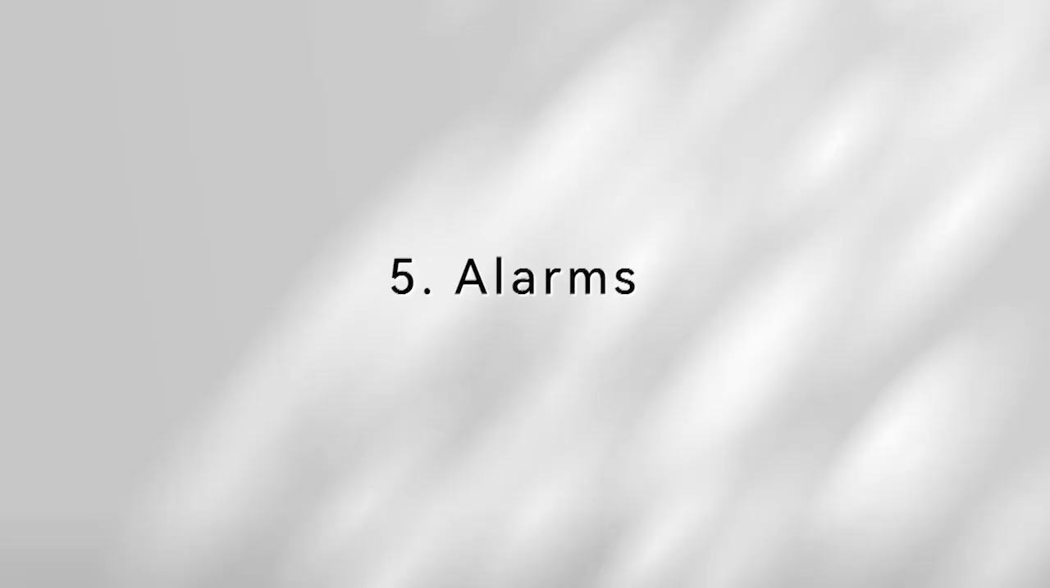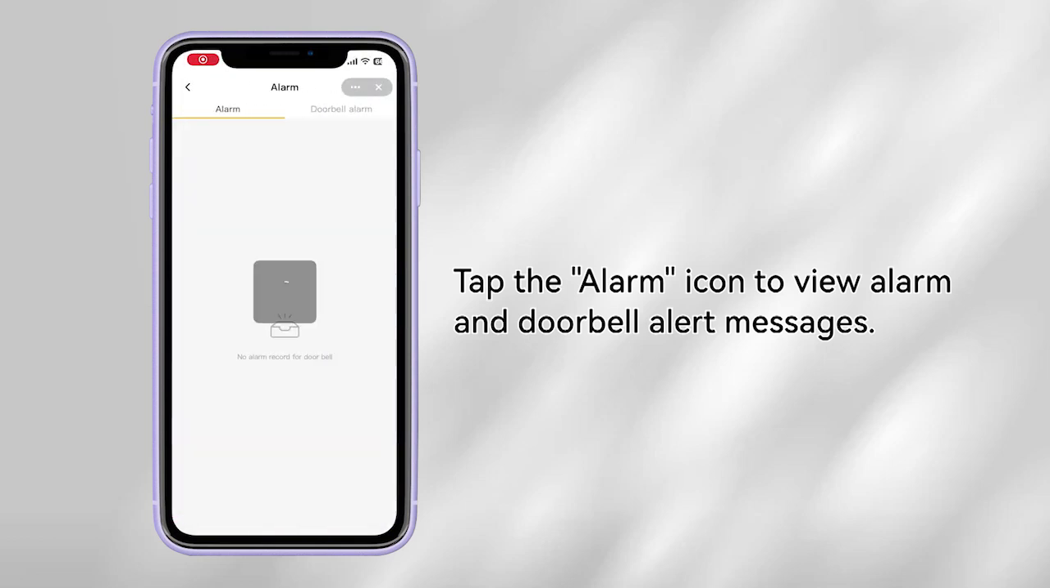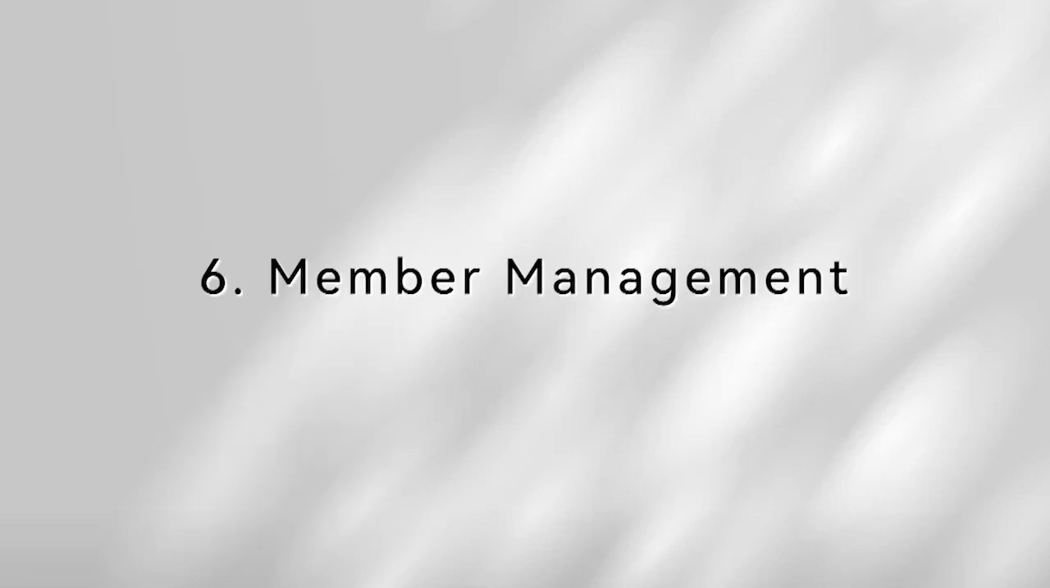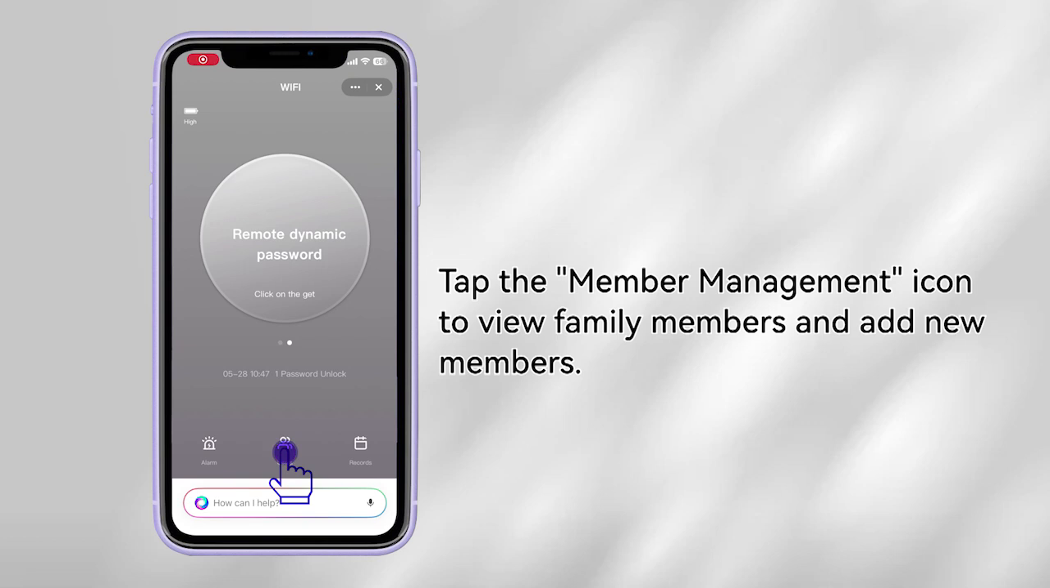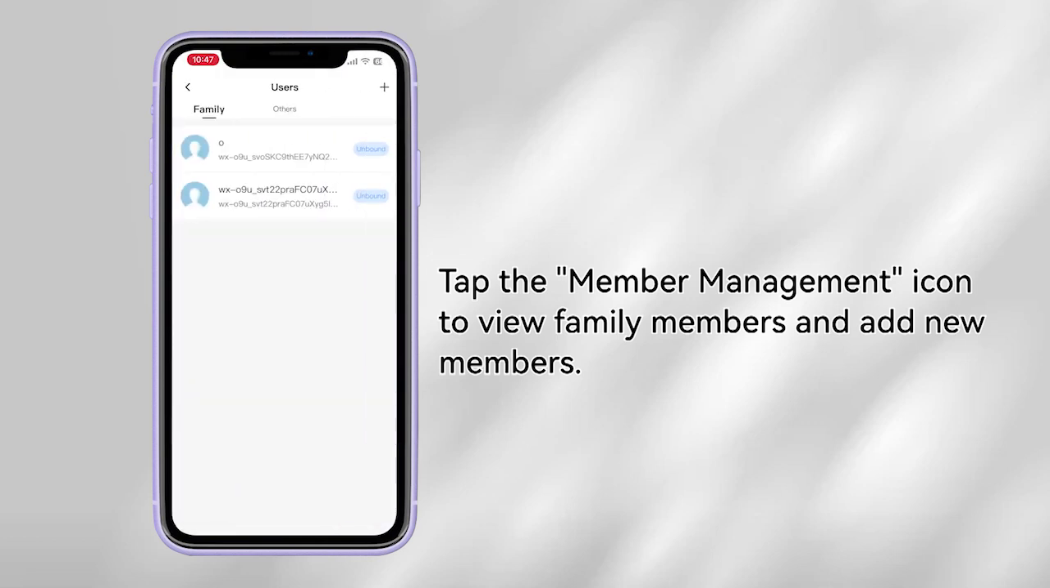5. Alarms. Tap the alarm icon to view alarm and doorbell alert messages. 6. Member Management. Tap the Member Management icon to view family members and add new members.